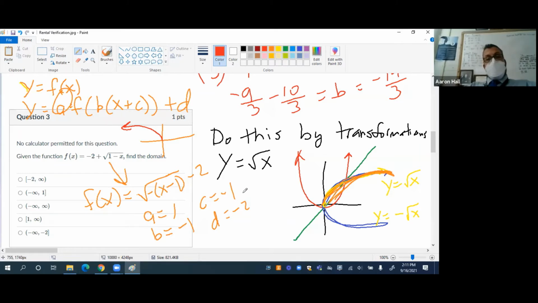Horizontal shift. In what direction? Opposite of what you expect. So what direction do I go? I go to the right by 1 unit, right? So that should give me this graph here.